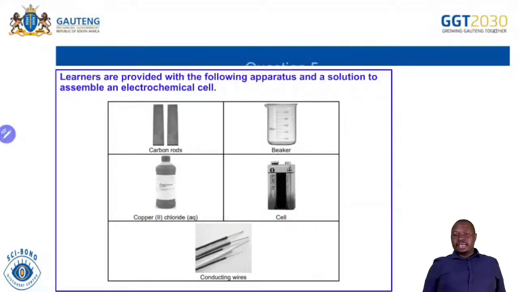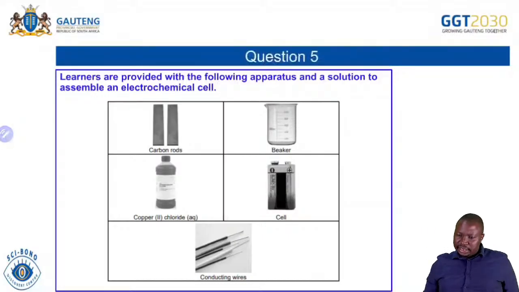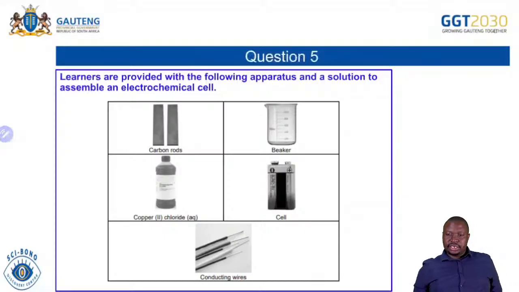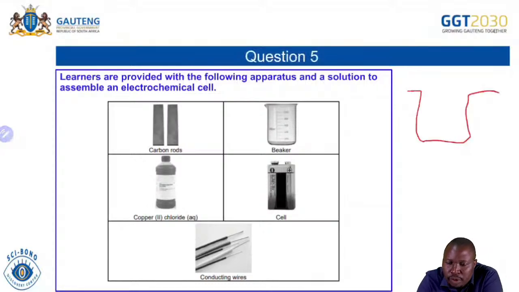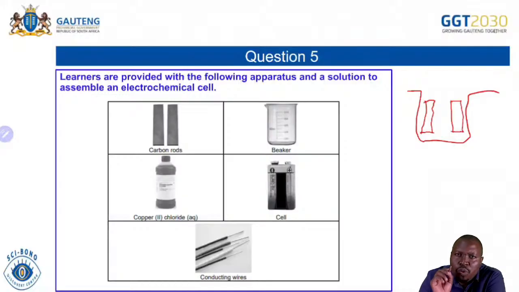Now, in the paper, they give the learners these tools. They say these are the apparatus and solution to assemble electrochemical cells. Now, you will understand that we have one beaker. In one beaker, we have 2 electrodes. All of them are carbon. Remember this as I conclude the lesson: always remember that when you are given only the 2 carbon rods, you will know that that is electrolysis.